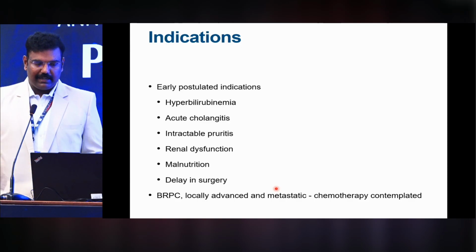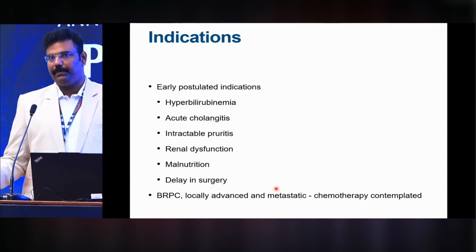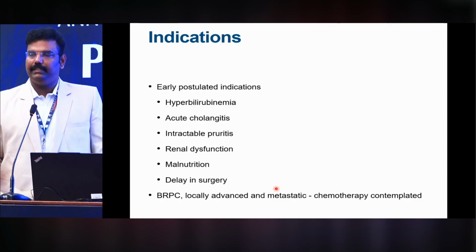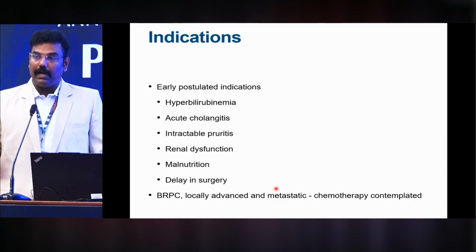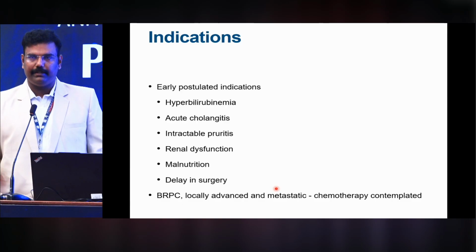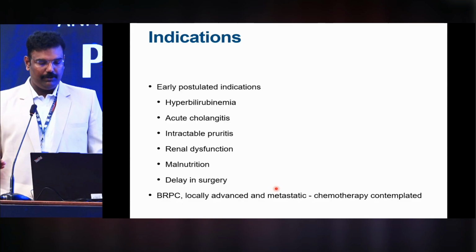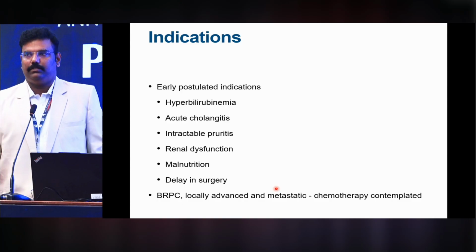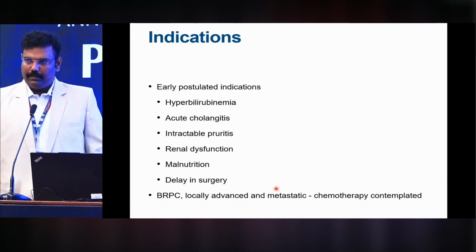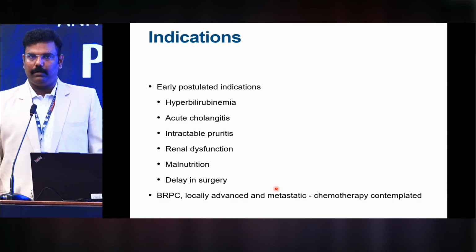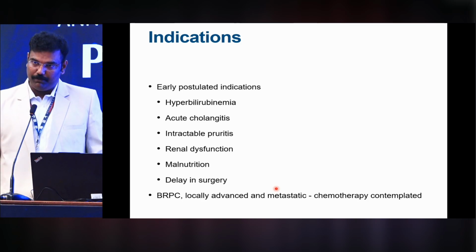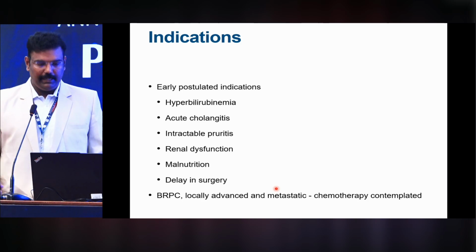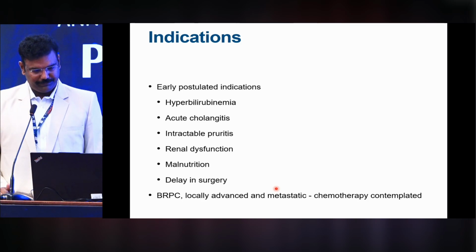So what started initially was preoperative biliary drainage, advised in patients who are having any kind of hyperbilirubinemia, acute cholangitis, intractable pruritus, renal dysfunction, malnutrition, and any possible delay in surgery. In the last 2 decades, we have also come across borderline resectable or locally advanced metastatic disease requiring chemotherapies, for which biliary drainage is required.